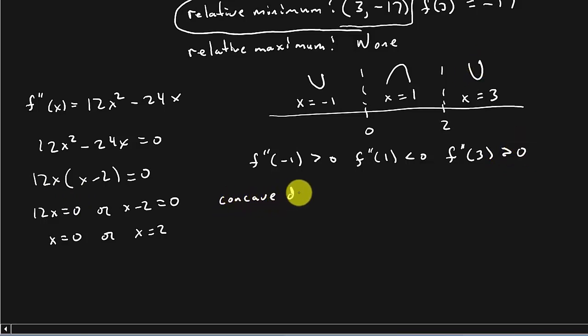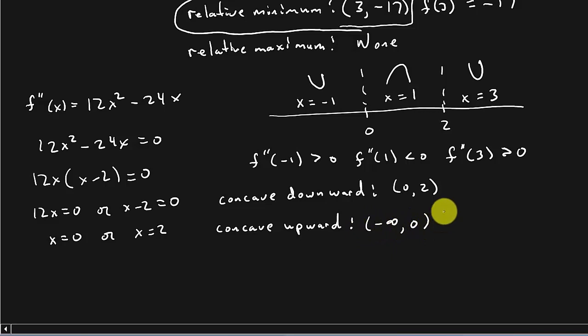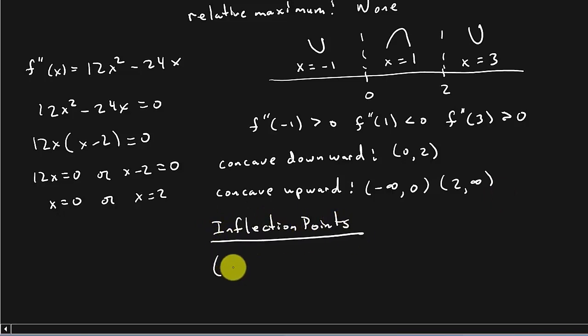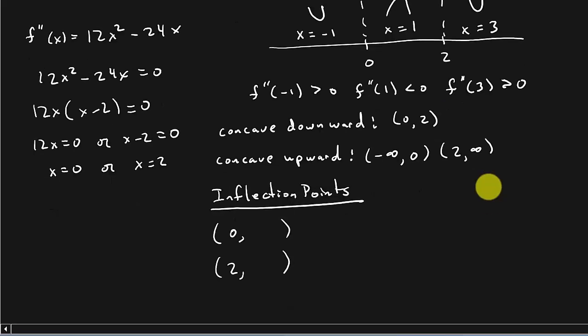So concave downward from 0 to 2, concave upward from negative infinity to 0 and 2 to infinity. All right, so now we can find our inflection points. So we've got an inflection point at 0 and at 2, right? It changes concavity at 0 and it changes concavity at 2.